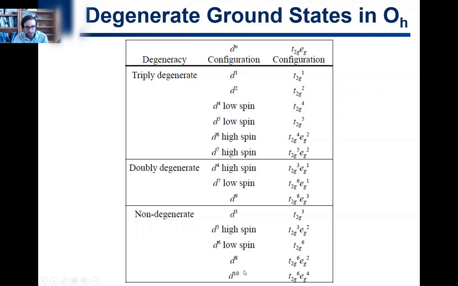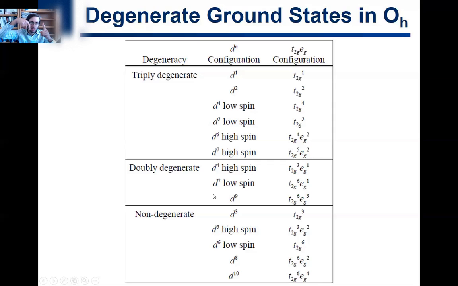There's no other way to put that, so that's non-degenerate, or singly degenerate. And some of these other cases are also non-degenerate, like d8. That means you have 6 electrons, your t2g orbitals are filled, and you have 2 of the same spin in the eg orbitals. So there's no other way to put those without changing the spin, which would change the energetics of the system. That's not a ground state.